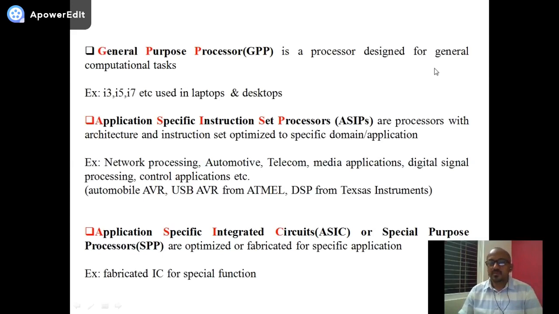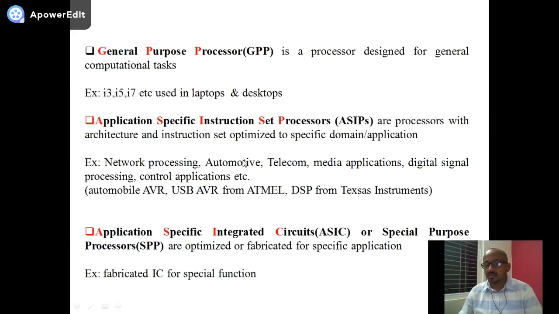The general purpose processors are designed for general computational tasks. For example, what do you mean by general computational task? It may be data acquisition, it may be some gaming, watching videos, playing videos, preparing a movie, and even document creation. So the i3, i5, i7, etc. are used in laptops and desktops as general purpose processors. They do multiple tasks. Application specific instruction set processors.